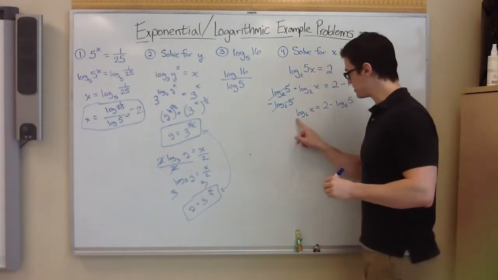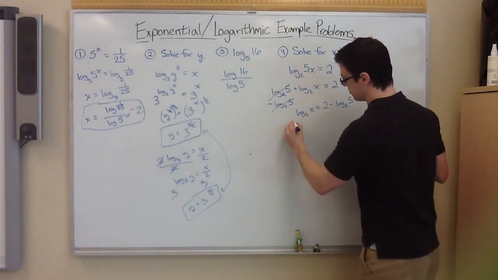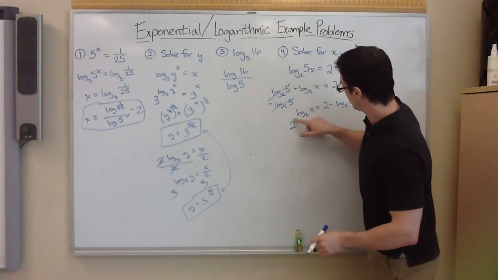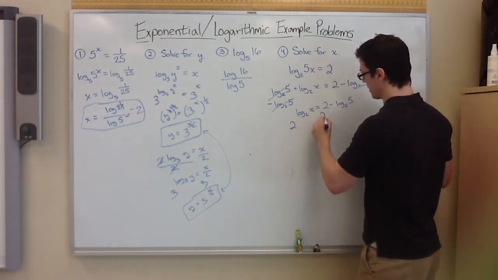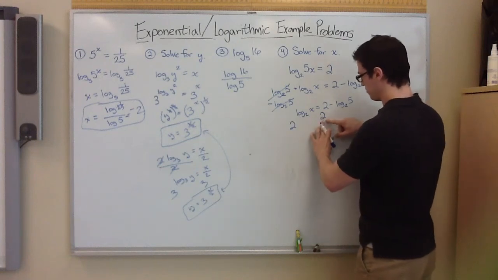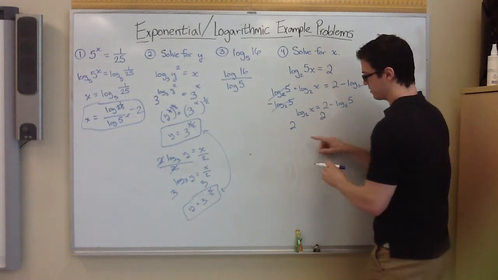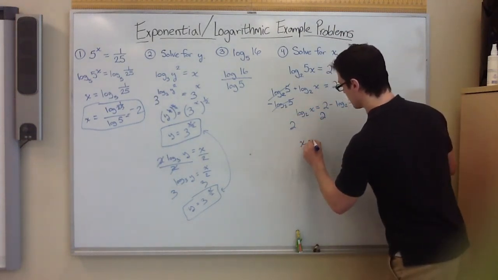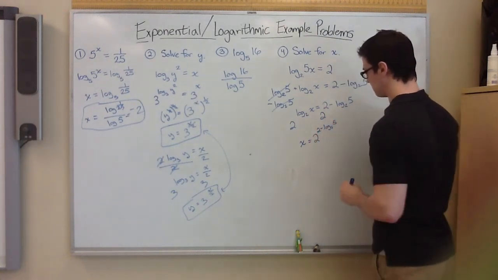Now to get rid of this log base 2 right here, you're taking 2 and raising it to this whole power right here. But what you do to this side, you have to do to the other. So I'm going to take 2 and raise it to this power, whatever's on this side right here. So this 2 and this log base 2 cancel, so you're left with x equals 2 to the 2 minus log base 2 of 5.